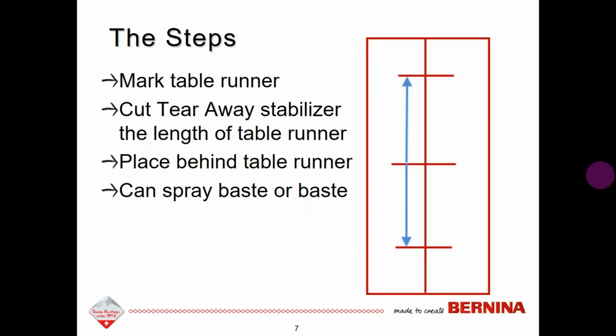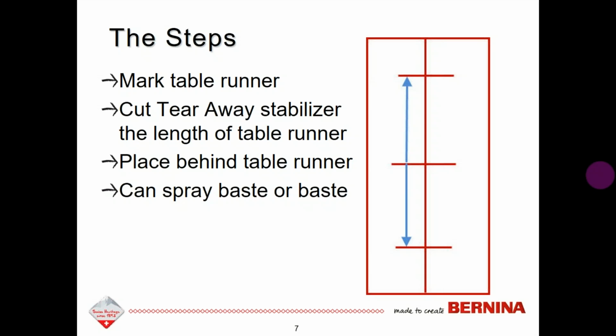So in terms of making this project, you would want to mark your table runner. You'll find the vertical center as well as the horizontal center, and then measure out from the center the height of the design as it appears in your software. So if the design total was, say, 20 inches, it'd be 10 inches on one side and 10 inches on the other. Back your table runner with tearaway stabilizer, and I had a black table runner, so I used black tearaway stabilizer, and just line it up one piece over the entire length of the table runner.